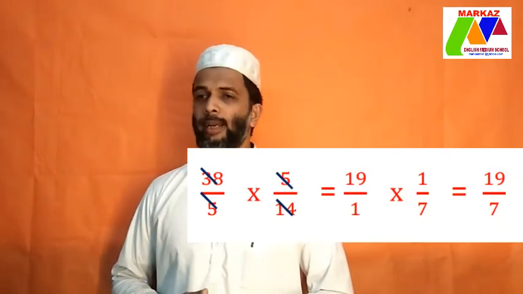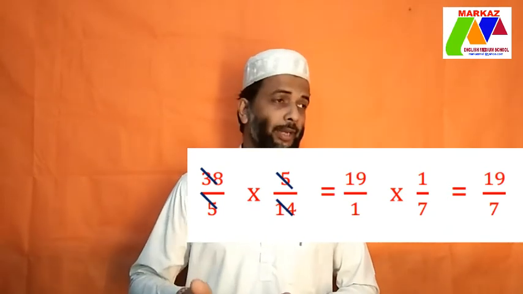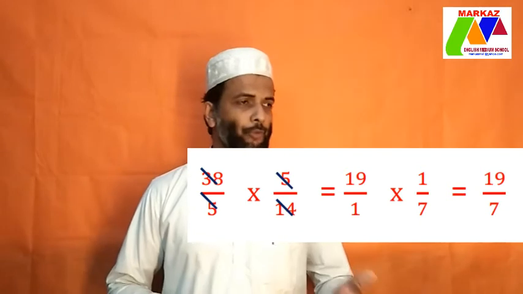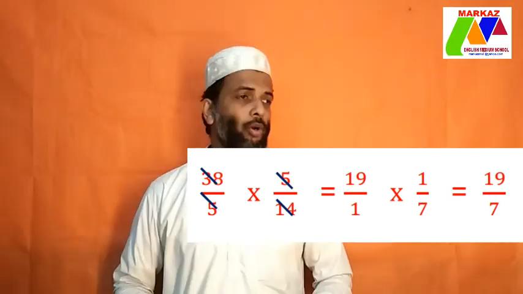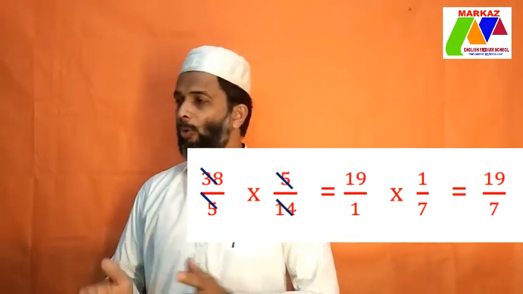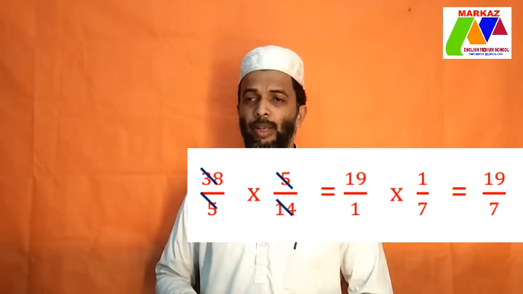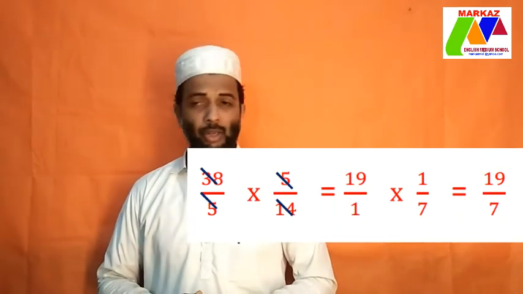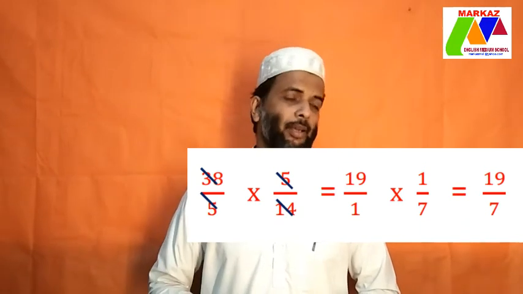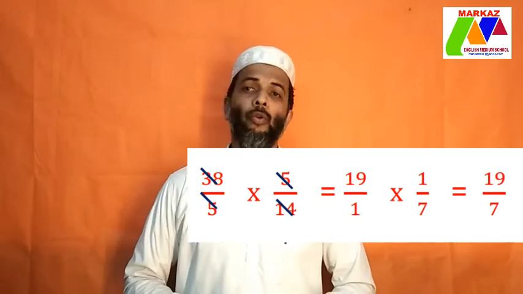How many 2's in 38? 19 times. So you have to write 19 instead of 38. How many 2's in 14? 7. So write 7 instead of 14. Then multiply the numerator with numerator and denominator with denominator. 19 into 1 is equal to 19. 1 into 7 is equal to 7. Answer is 19 by 7.